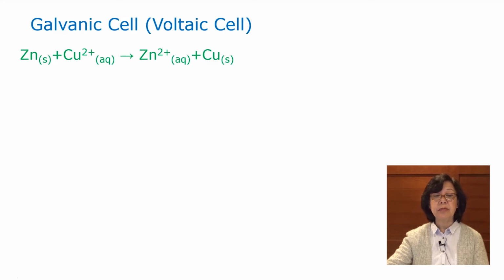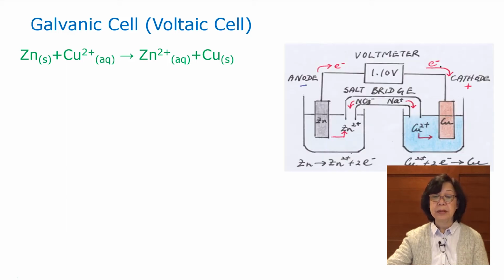Now here is a problem relating to galvanic cell and the setup. In the reaction, we have zinc metal reacts with copper 2 plus ion, forming zinc 2 plus ion and the copper metal. Now here's a diagram showing the setup. On the left-hand side, you have the zinc electrode put into 1 molar zinc nitrate solution, and in the right side compartment, we have a copper electrode put into the copper nitrate solution, being 1 molar.